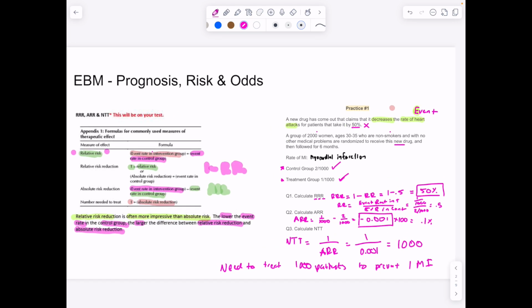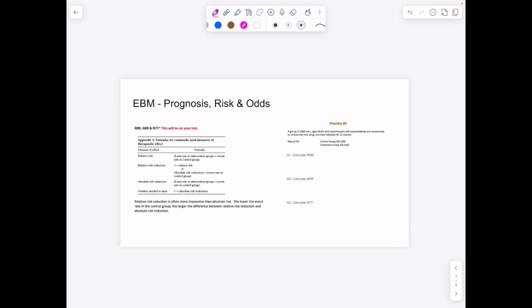All right, so not too bad. Relative risk is event rate in treatment group divided by event rate in control group. Absolute risk reduction is event rate in treatment minus event rate in control. And then number needed to treat to have an effect is 1 divided by absolute risk reduction, just the pure value, not the percentage.